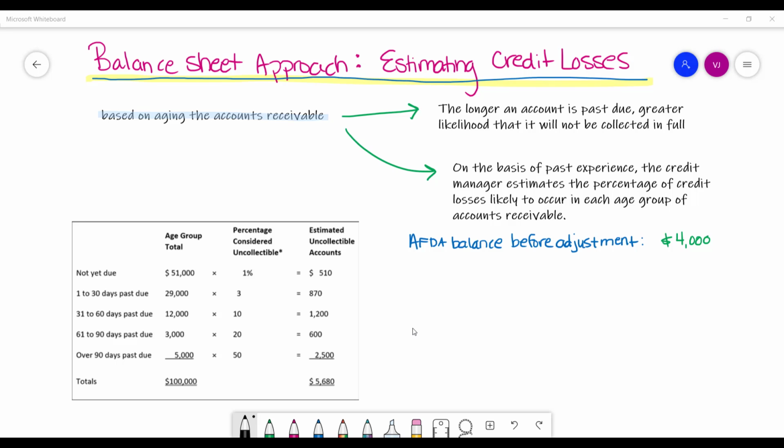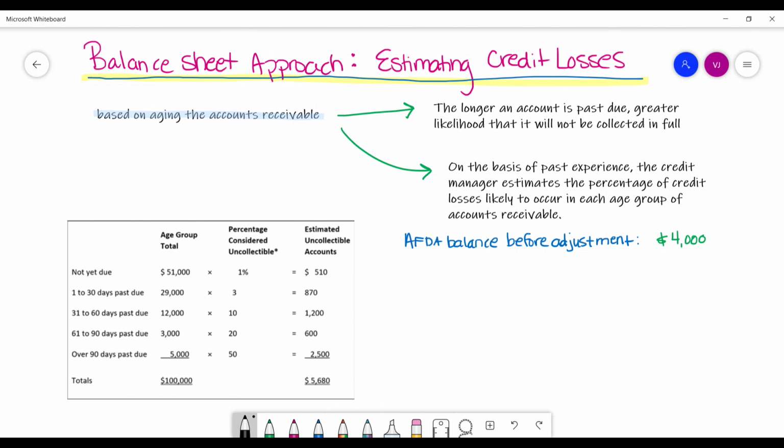In this video, we're going to specifically look at the balance sheet approach for estimating credit losses. So remember we said with accounts receivable, a portion of it is expected to be uncollectible, and at the end of each period, we have to make an adjusting entry to record estimated uncollectible accounts expense for that month. So one way is the balance sheet approach. This is one of the methods that a company can use, and this method is based on aging of the accounts receivable.